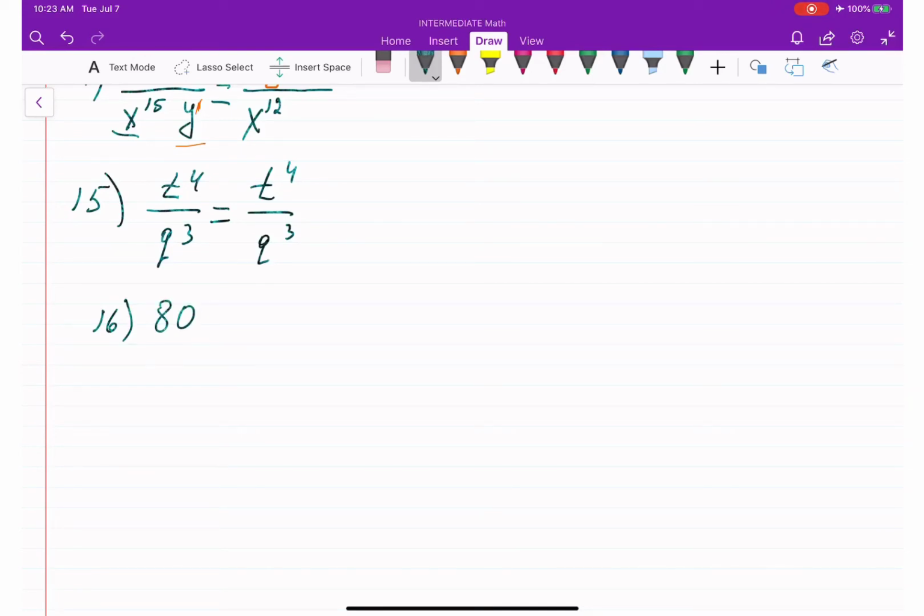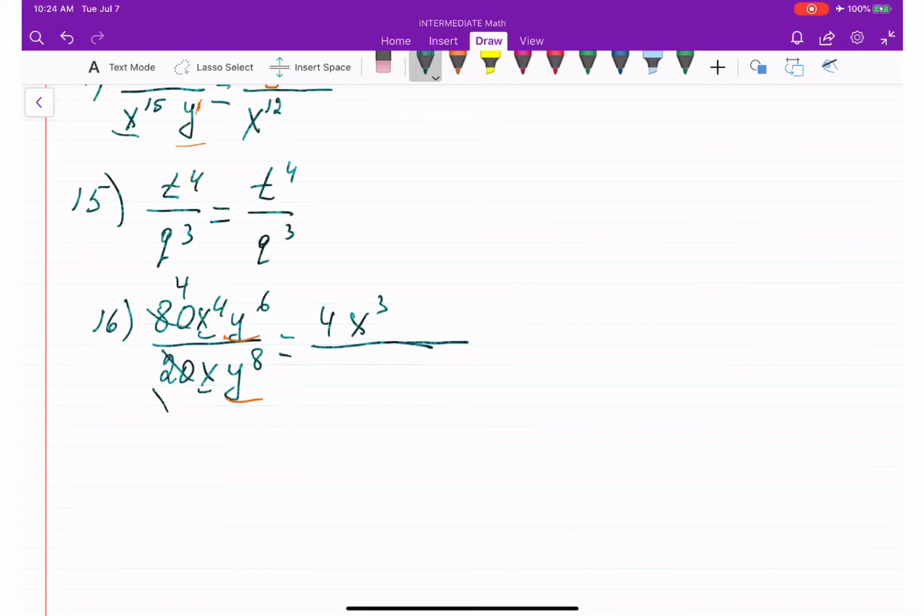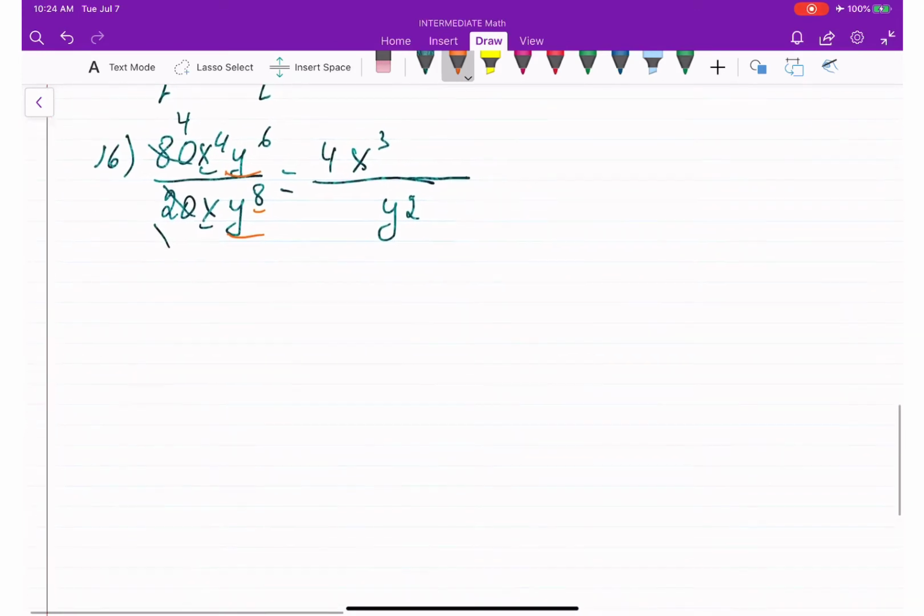So 80 x to power 4 y to power 6 over 20 x y to power 8. So this is 1, this is 4. Now what do we get here is 4. X and x. So 4 minus 1 is going to be 3. It comes to numerator because bigger exponent is in the numerator, right? And the second one, y to 6, y to 8. It comes to denominator, y to 2, because bigger exponent is in denominator.